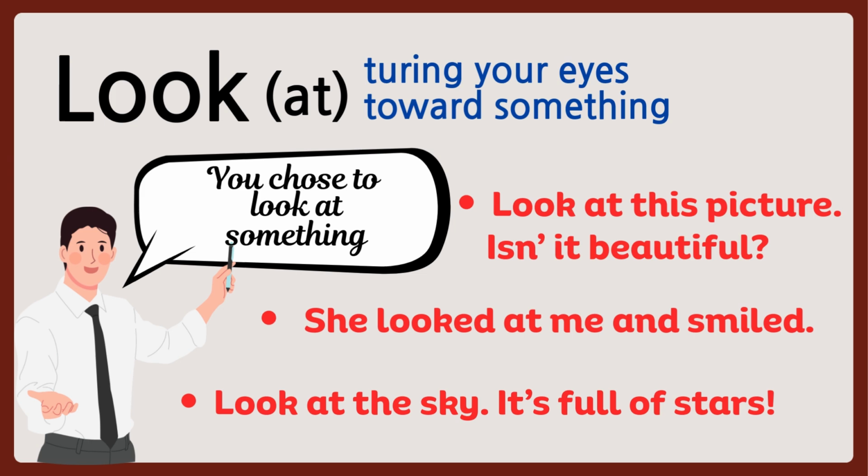Look at this picture. Isn't it beautiful? In this sentence, the speaker is asking someone to pay attention to the picture. They're asking the listener to turn their eyes toward it on purpose, which is exactly how we use look at. She looked at me and smiled. This means that she made the choice to focus her eyes on the person speaking. And then she smiled. It's an intentional and personal moment.